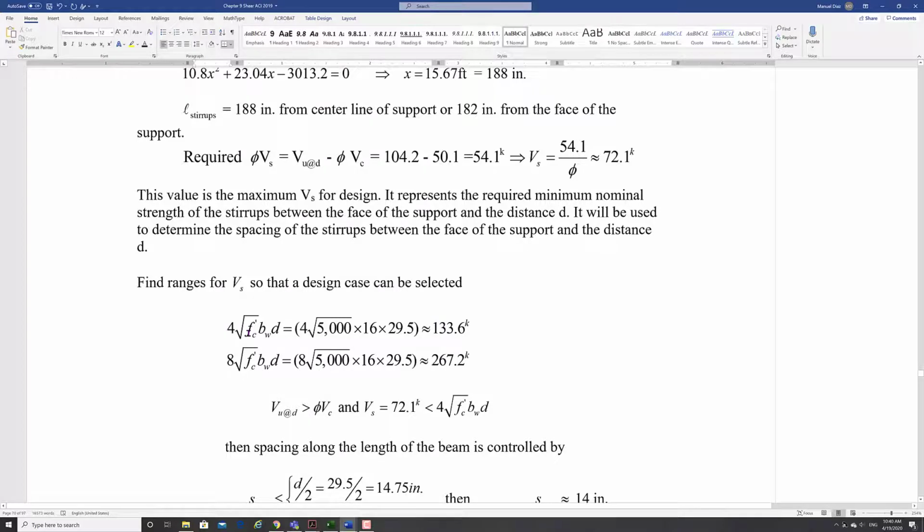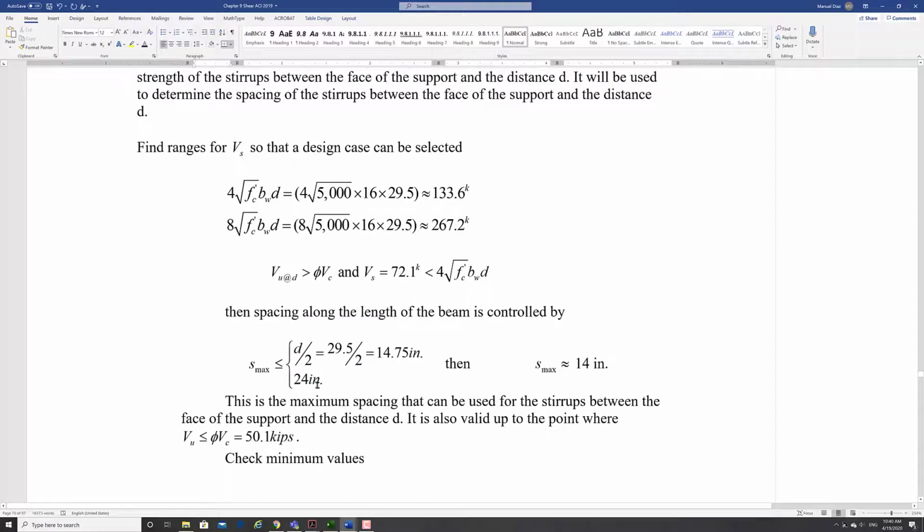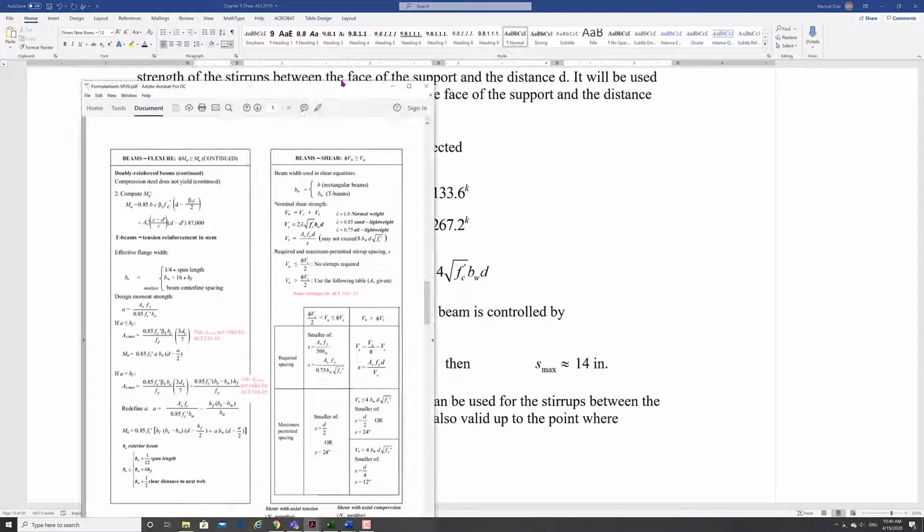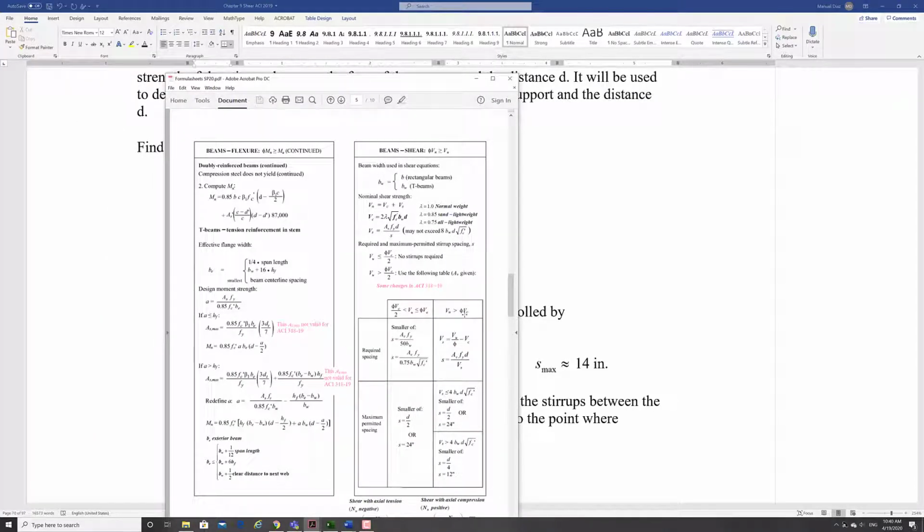We are below the 4, so that means d over 2 and 24. So far, we got a maximum spacing of 14. And so this value will be valid all the way to phi Vc. Why? Because that value is right at phi Vc. After you go below phi Vc, you are here.